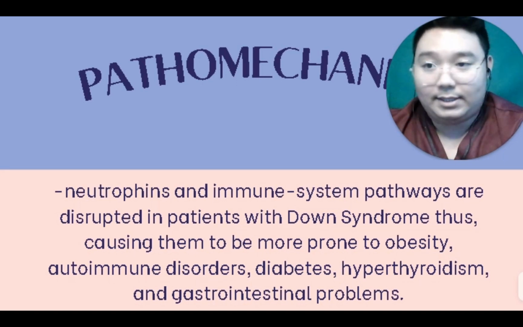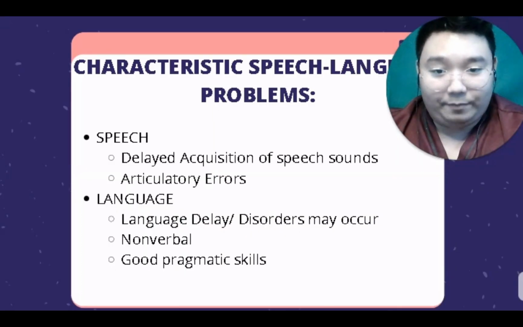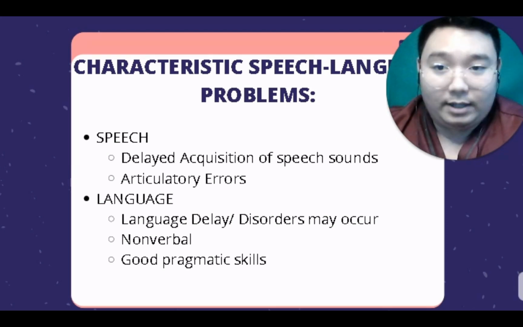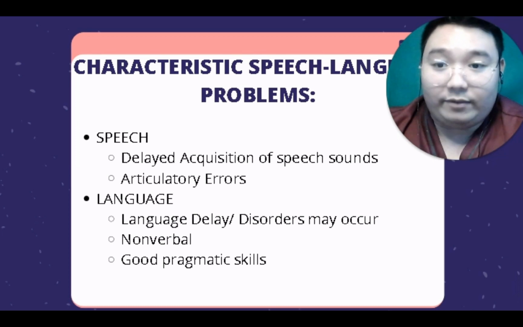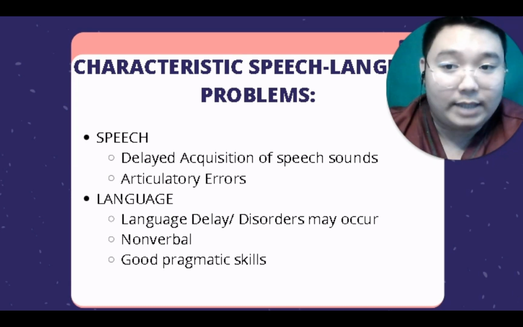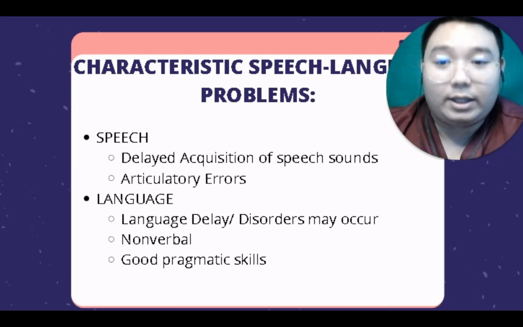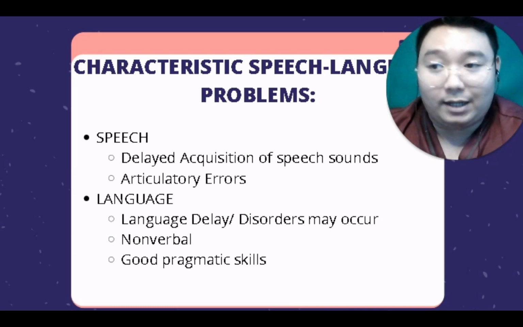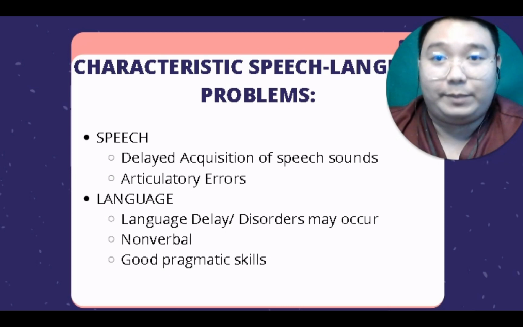So next, let's talk about the characteristic speech and language problems. So first, let's talk about speech. So for their speech, usually they have delayed acquisition of speech sounds and articulatory errors. So why? Going back to their low muscle tone, no? So first is delayed acquisition of speech sounds.